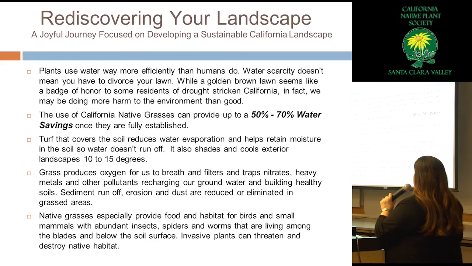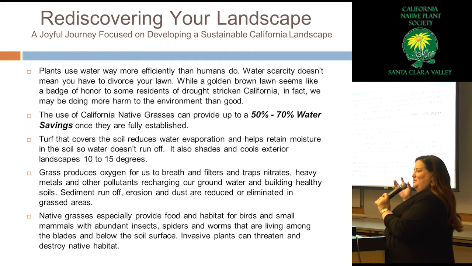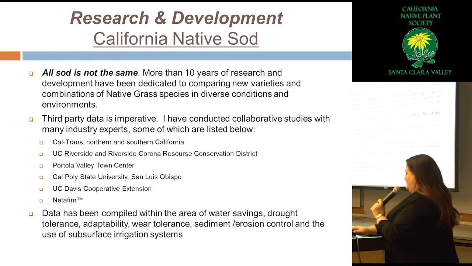Native grasses especially provide food and habitat for birds and small mammals, with abundant insects and spiders and worms that those habitats rely on to survive. So invasive plants that would come in their place if those areas become open are what would actually be a detriment to trying to get native grasses established.